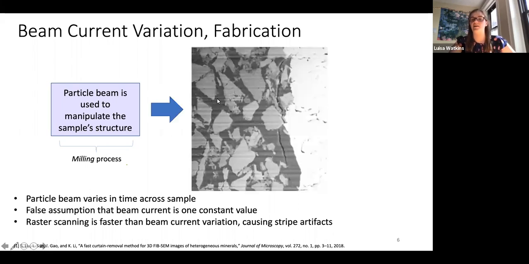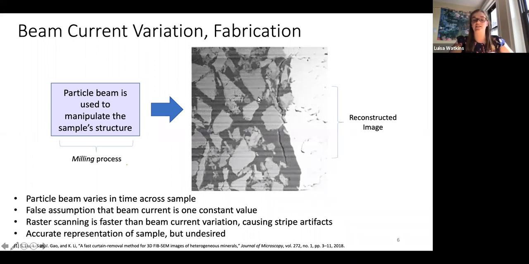So this is an example of that, where we still have these stripes, but in this scenario, this is an accurate representation of what the sample actually looks like. But we don't want to have these stripes. If we're trying to manipulate the sample in a specific way, but the beam current is not what we want it to be, we could be doing a lot more than we want. If the dose is higher than we think it is, then this can have these striped effects. So these are obviously very undesired. We don't want to have these stripes.